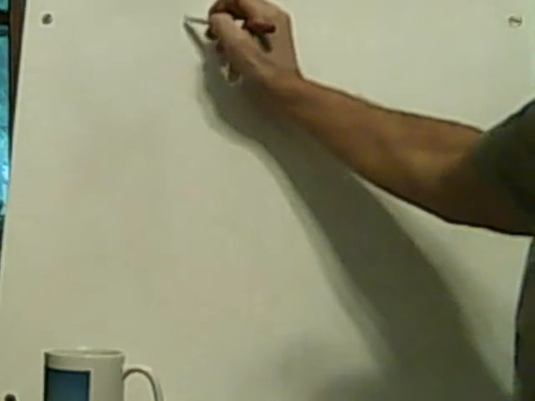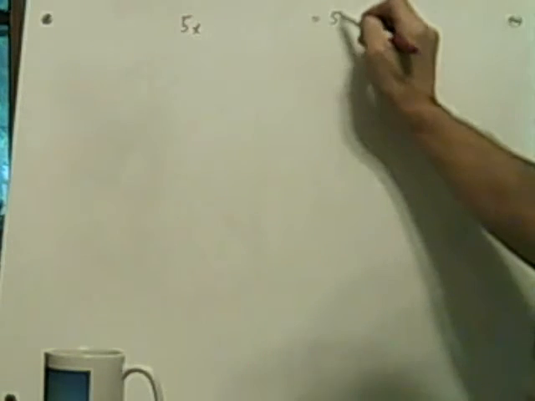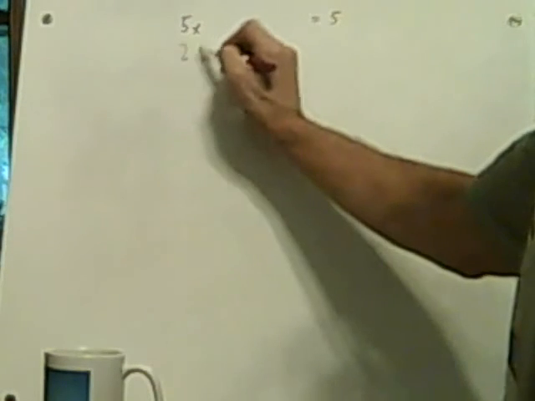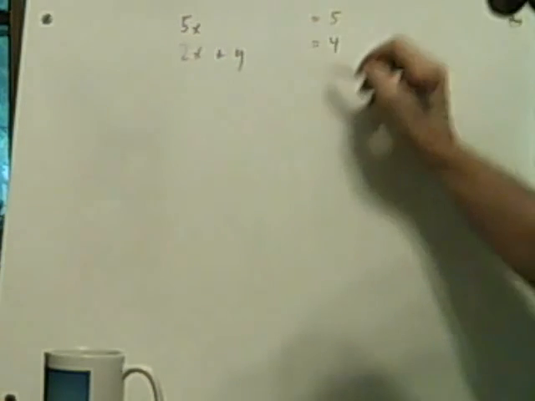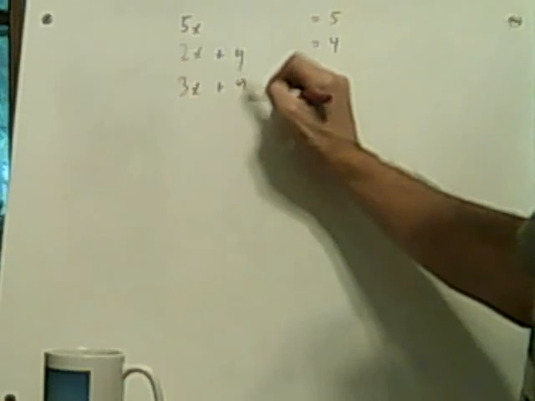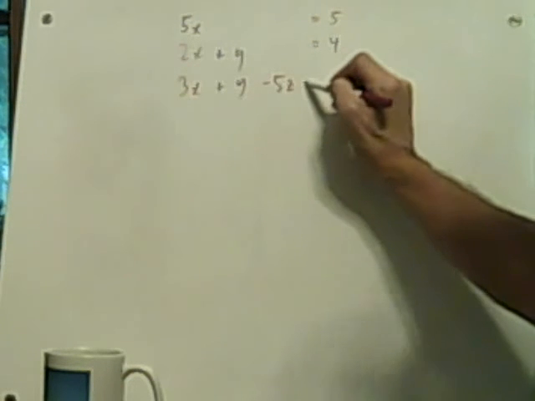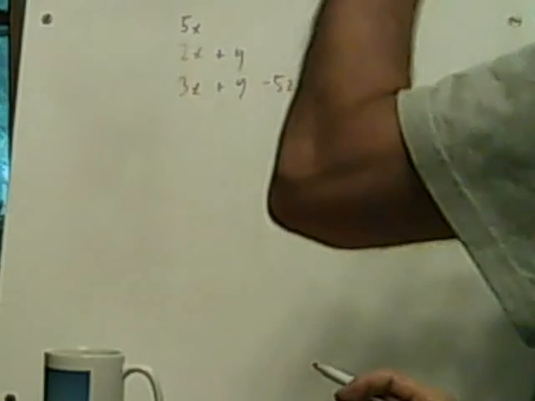Now, the next one is going to be 5x equals 5, 2x plus y is equal to 4, and 3x plus y minus 5z equals -15. Okay, this is now a 3 by 3 set of equations.